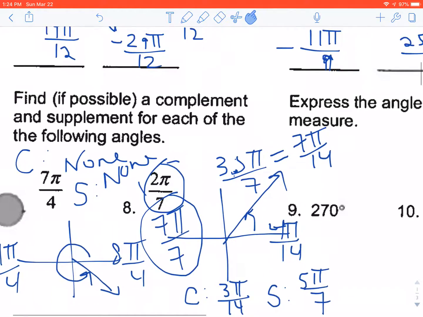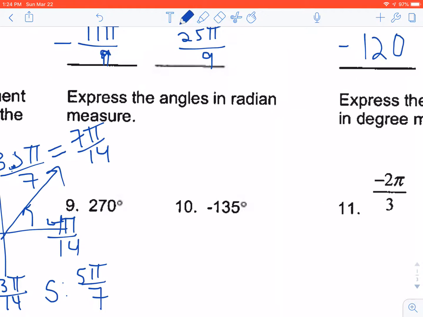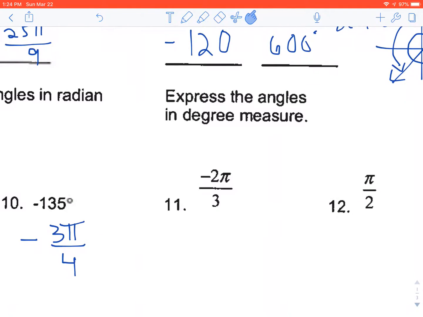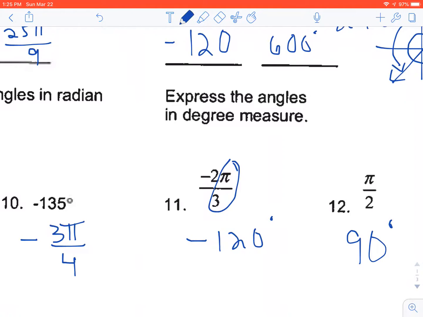Okay, the next one, to express the angle in radian measure, we just memorized this is 390 degrees or 3 pi over 2. Number 10 is 345 degrees, but in the negative direction, so 3 pi over 4 is in the negative direction. To get radians into degrees, I know that this is 2 pi over 3 or 120 degrees, and it's in the negative direction, so negative 120 degrees, and then pi over 2 is half of pi, or half of 180, which is 90 degrees.